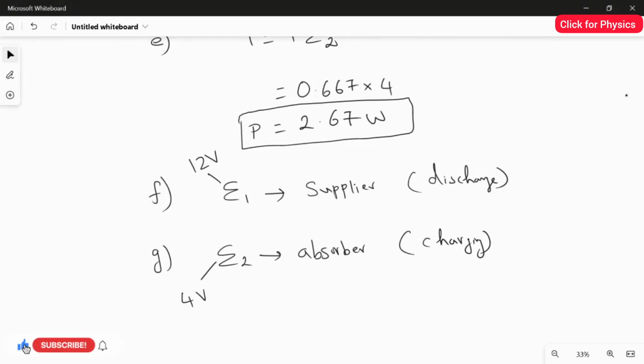Clear? So the concept: if you see the value, this is a 12-volt battery, this is a 4-volt battery. So when you see the circuit diagram, one will give the energy, and the other will absorb, will gain the energy. So this is the answer for the last two parts. Clear? That's it. Thank you.